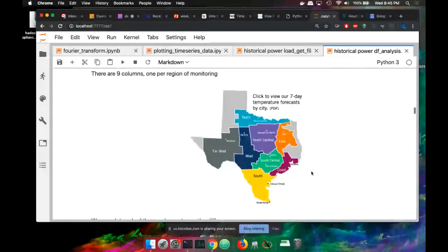All right. I pulled back this picture from the ERCOT website just to make a little bit more sense. There's, I think, 8 regions, and then an overall ERCOT one. But these are the different sections of Texas, just for context of where we're looking at this data.